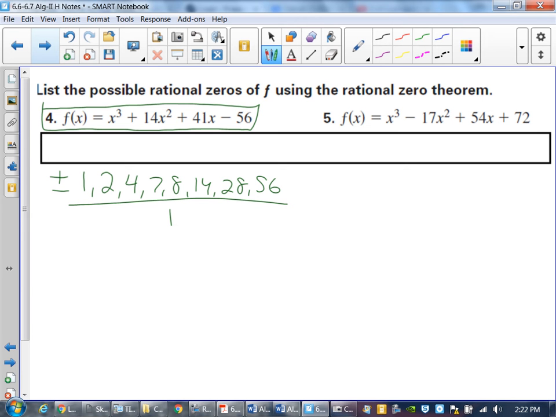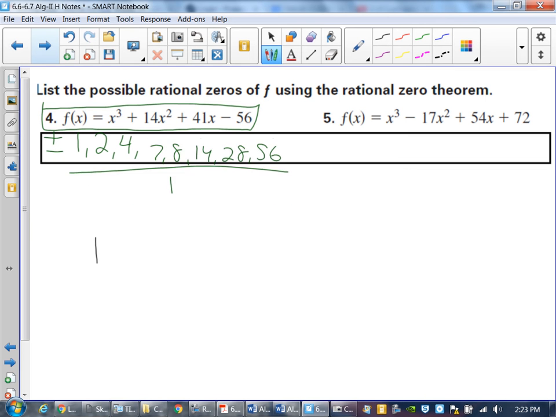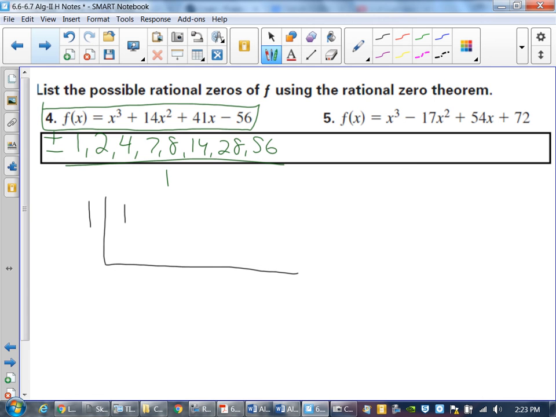Now remember, there will be a time on this test that will be calculator or non-calculator. This is something that you can do non-calculator rather easily, especially if numbers aren't terrible. So I start again. Always start with 1 because it's the easiest. Take your coefficients: 1, 14, 41, negative 56. And you go through the process.